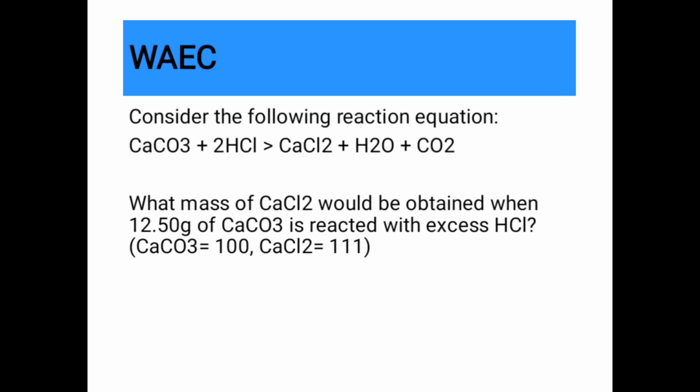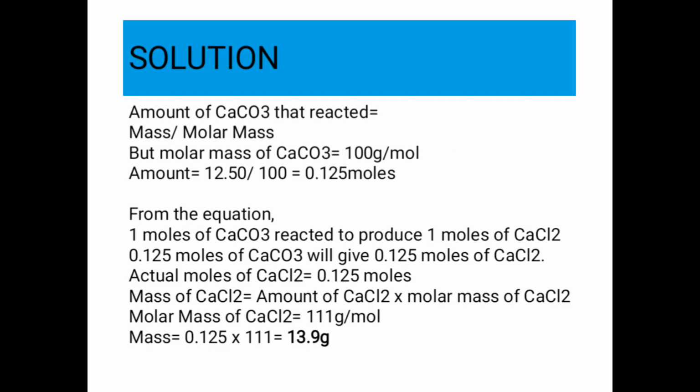Step 2, convert whatever mass you are given to mole. So you want to convert the mass of CaCO3 to moles by saying the number of moles is equal to mass over molar mass. The amount of CaCO3 that reacted is therefore equal to mass over molar mass. The molar mass of CaCO3 is 100 grams per mole. So amount is equal to 12.50 over 100, that's 0.125 moles. That's step 2.